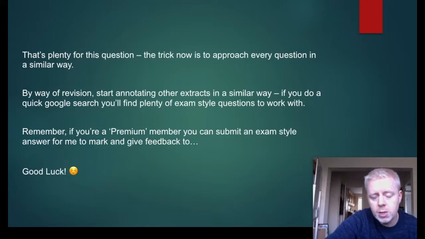Or take this question and actually write it out in full, and if you're a premium member you can submit your answer to me and I'll mark it and give detailed guidance as to how you can get the top marks if it's not already a top mark answer.